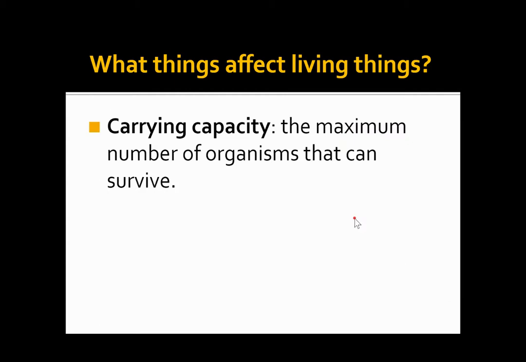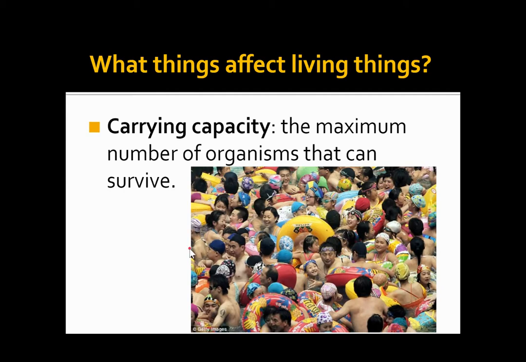Due to these limiting factors, each ecosystem has what's called a carrying capacity. That is the maximum number of organisms that could possibly survive in that ecosystem. So the maximum number of prey and predator species. So carrying capacity, the maximum number of organisms that could possibly survive in a specific environment. And then a bunch of people.